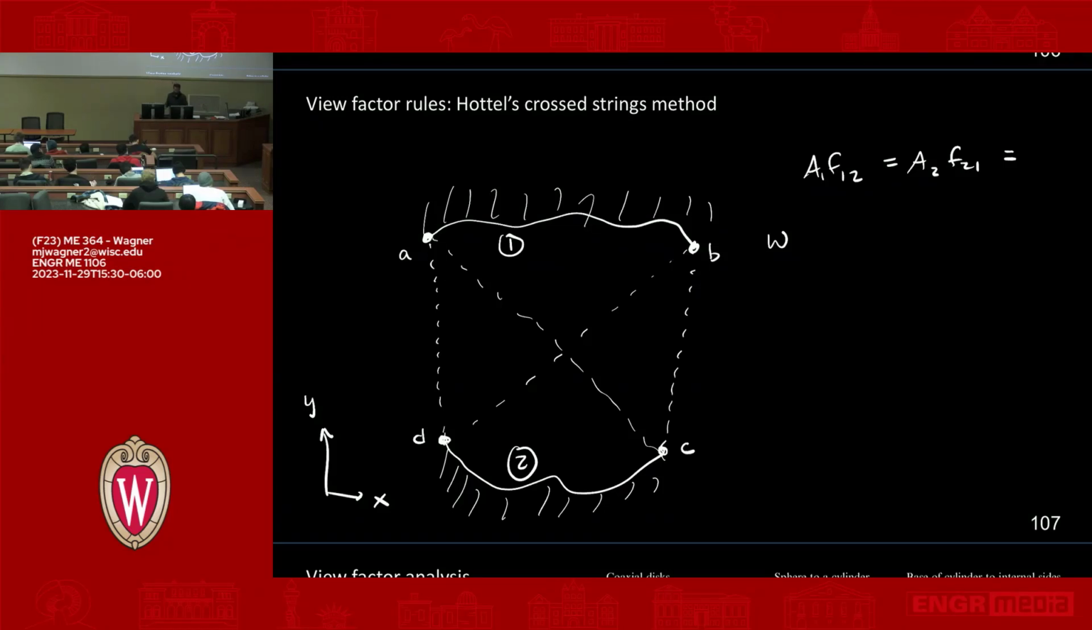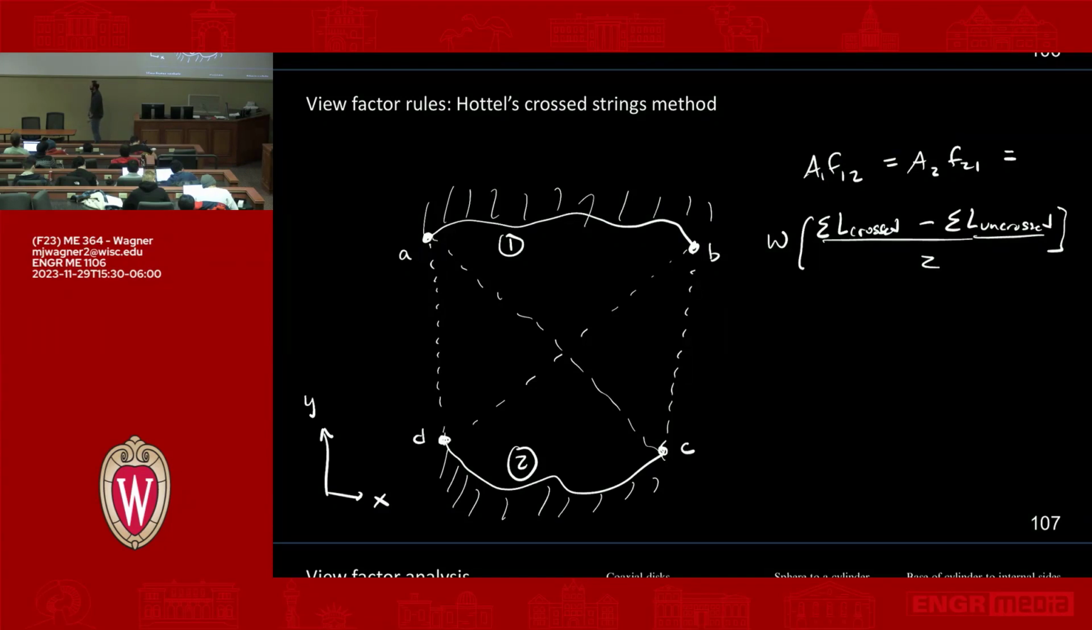The width into the page times the summation of the length of the cross strings minus the summation of the length of the uncrossed strings divided by 2. Okay, that's it. So I can compute the view factor by adding the cross lengths, subtracting the uncrossed lengths, multiplying by W and dividing by 2. I don't know how you figure this out, but he did.